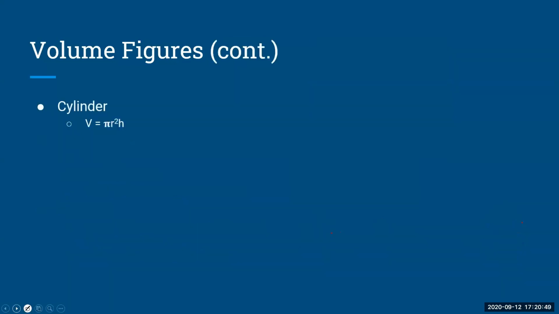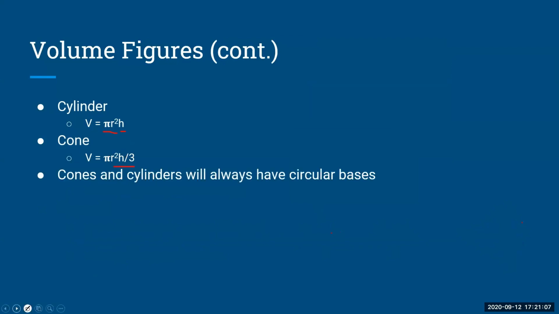Okay, so cylinder volume is equal to pi r squared times h. It's literally the area of a circle times the height of a cylinder. That's it. That's all you need to know. And a cone is the same thing, except it's 1/3 the volume of a cylinder. So pi r squared times h divided by 3. And they always have circular bases, because if they didn't, then they wouldn't be those shapes.